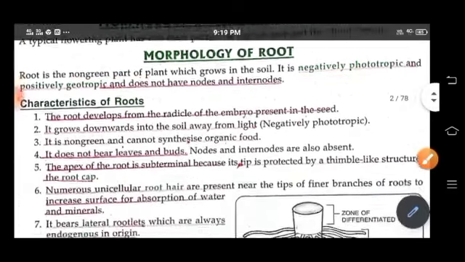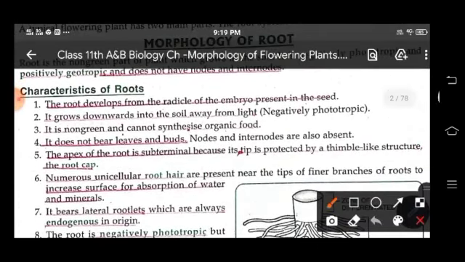So what are the characteristics of roots? Roots develop from the radicle of the embryo which is present in the seed. As I told you children, they are negatively phototropic, that is, they grow downwards into the soil away from the light. As they are non-green, they do not synthesize their food. It does not bear leaves and buds. The apex of the root is subterminal because the tip is protected by a thimble-like structure known as the root cap.